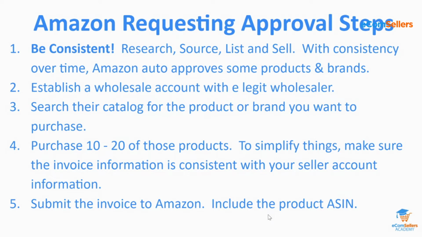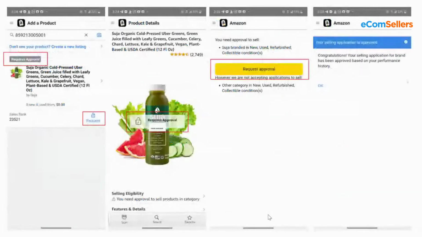It applies to the majority of the products, the majority of the categories, the majority of the plans. Okay. Majority of the categories, subcategories, brands, all of that. So that's the process. Next, I'm going to show you a couple of screenshots of what it looks like when you scan something with the Amazon Seller app and you have to request approval.